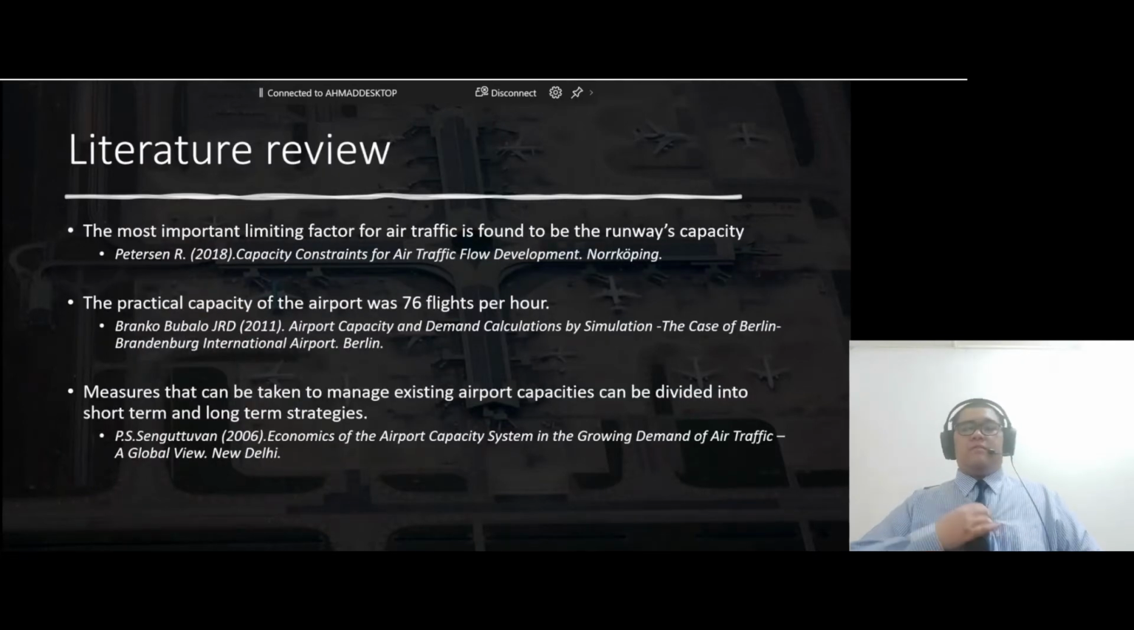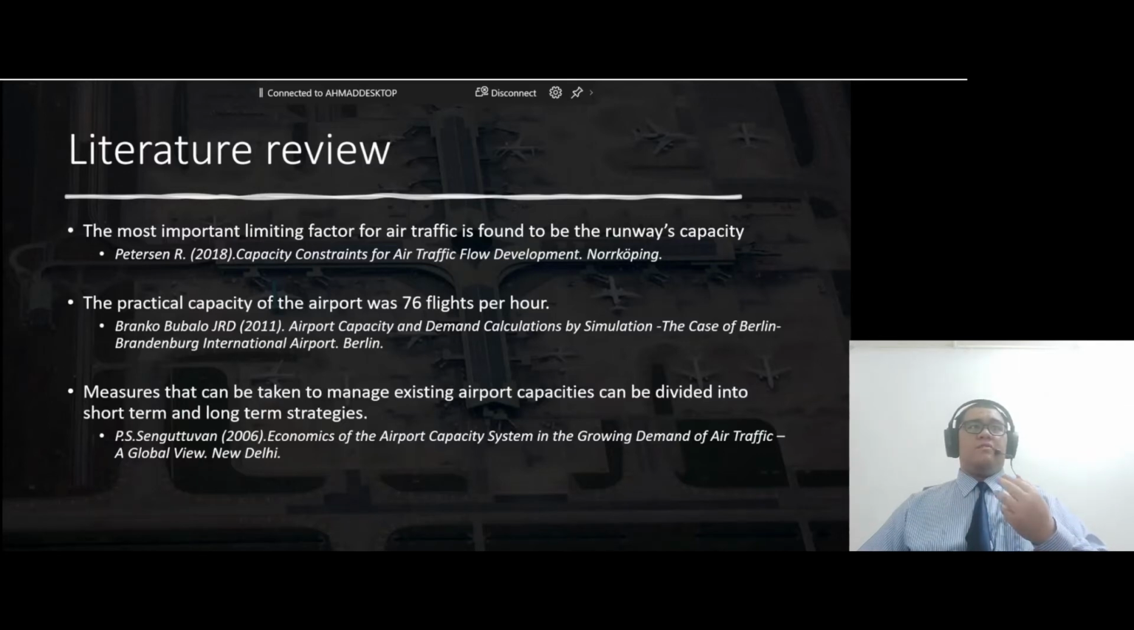Now, literature review. R. Peterson, in his report titled Capacity Constraints for Air Traffic Flow Development, said that the most important limiting factor for air traffic is found to be the runway's capacity. Now, Branko Bubalo, in his report titled Airport Capacity and Demand Calculations by Simulation, said that he ran a simulation to calculate the capacity for the Brandenburg International Airport in Berlin. He found that the practical capacity for the airport was 76 flights per hour.